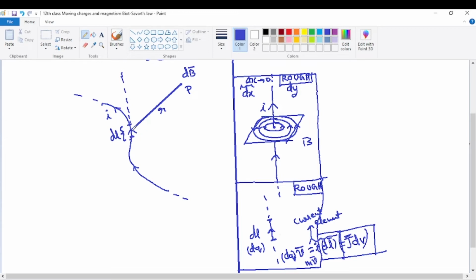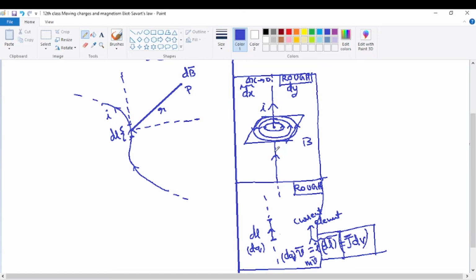Along with the axis of the elemental length, we can take a perpendicular bisector, exactly like the equatorial line of a bar magnet or of an electric dipole. So now this is the perpendicular bisector. Already we have seen that a current carrying conductor, or even more simply a moving charge, produces a magnetic field. Inside the conductor there is a moving charge, and that moving charge produces a magnetic field around it.